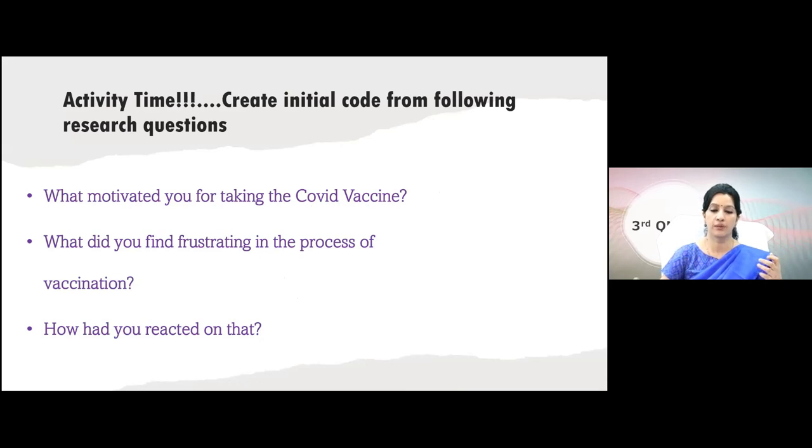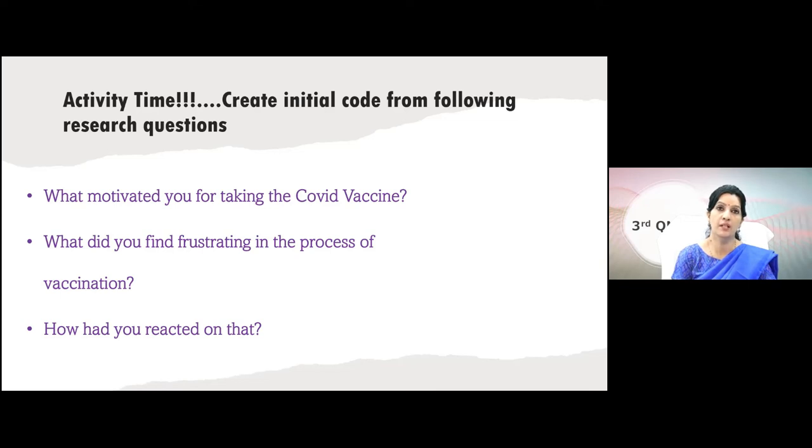Now, again, an activity for you. You have to create some initial codes from the following research questions. The first research question is regarding the vaccine perception of people, rather than hesitancy, it is the behavior towards vaccination. So what motivated you for taking the COVID vaccine?